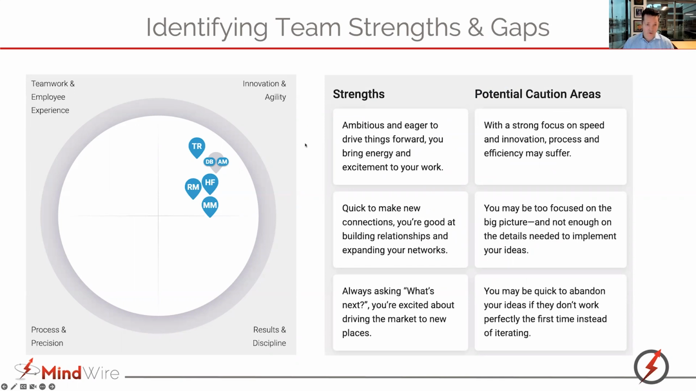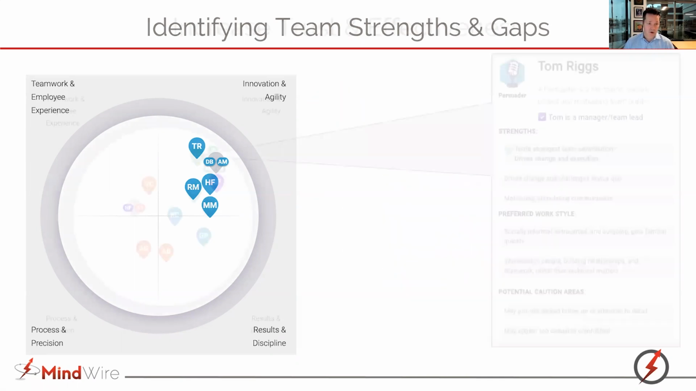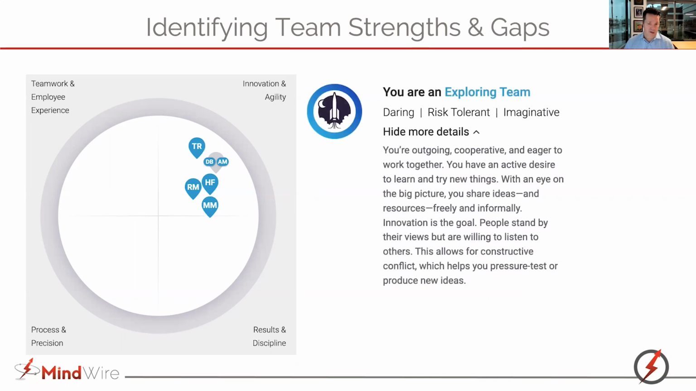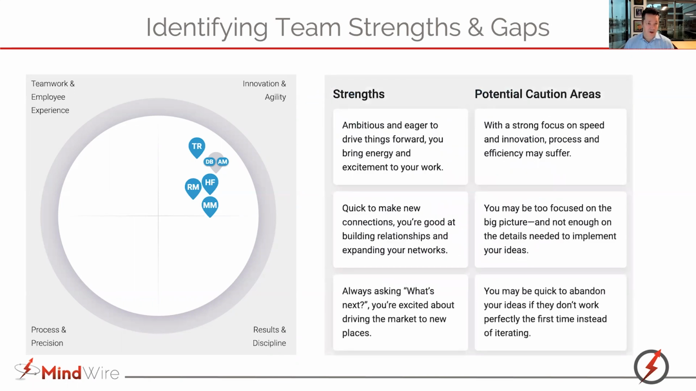So once we've walked through each individual, right, and talked about their strengths, work style, do's and don'ts, we're going to look at the team as a whole, see what resonates there, and see what resonates about our strengths and caution areas. And now we've got a pretty accurate look at what's going on with this team, right?